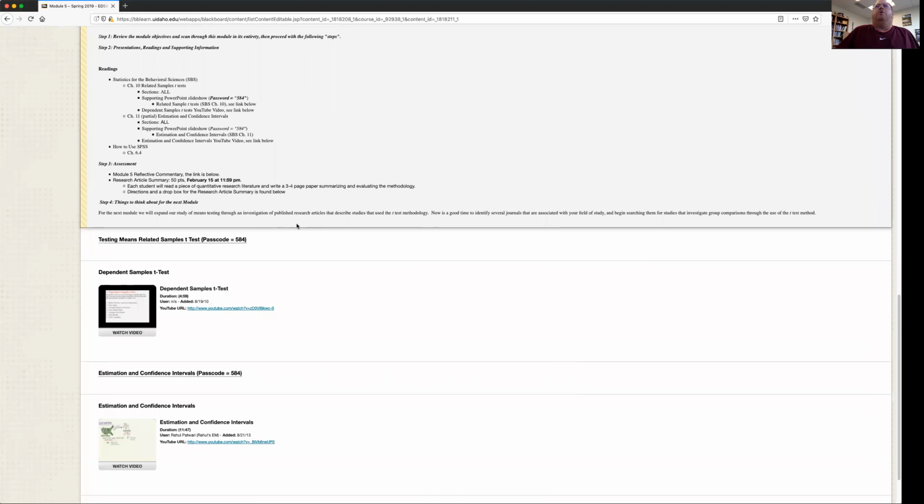To consider for the next module, we will expand our study of means testing through an investigation of published research articles that describe studies that use the t-test methodology. Now is a good time to identify several journals that are associated with your field of study and begin searching them for studies that investigate group comparisons through the use of the t-test method.